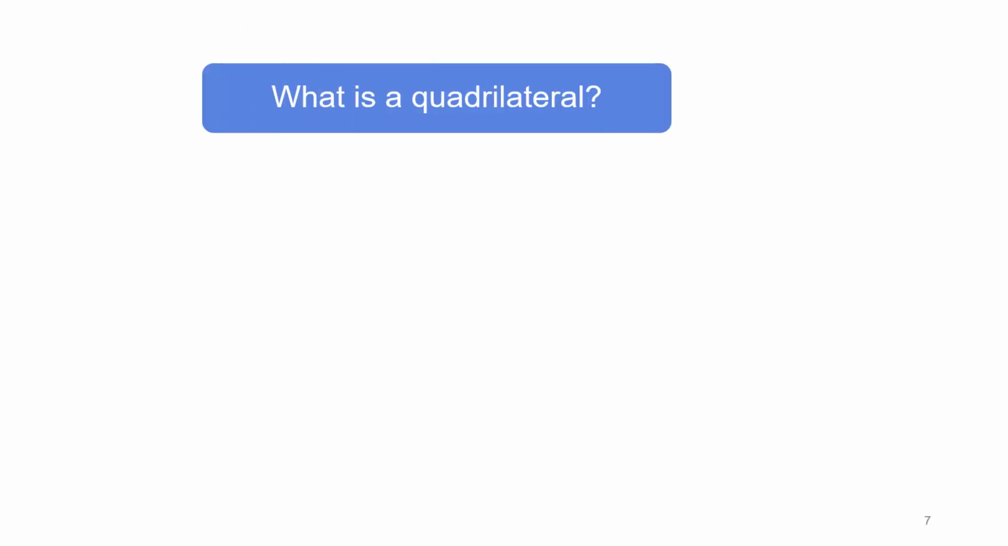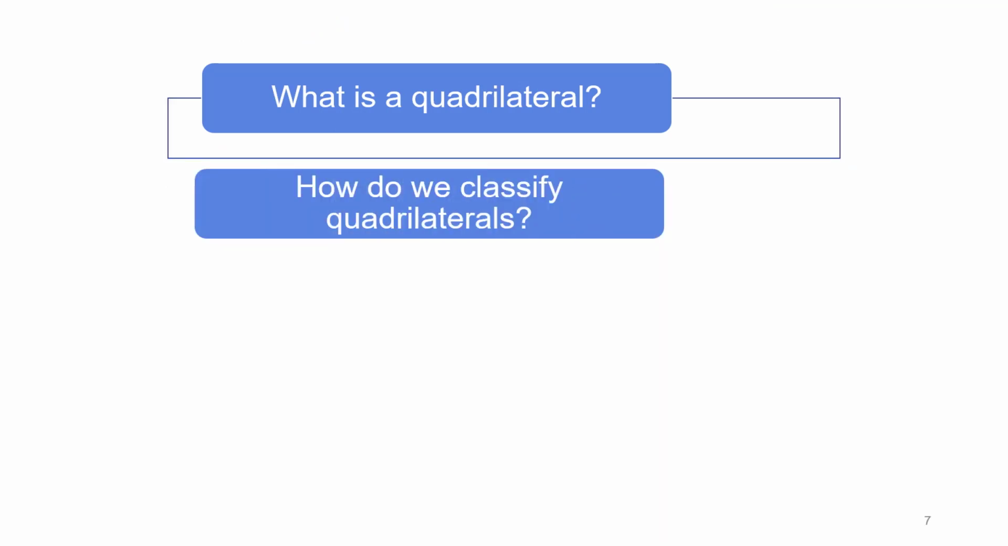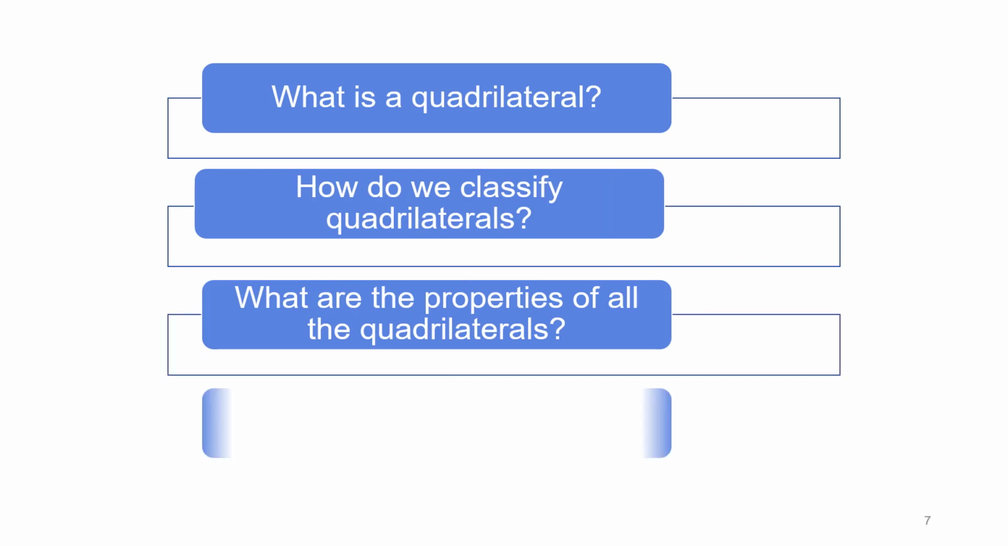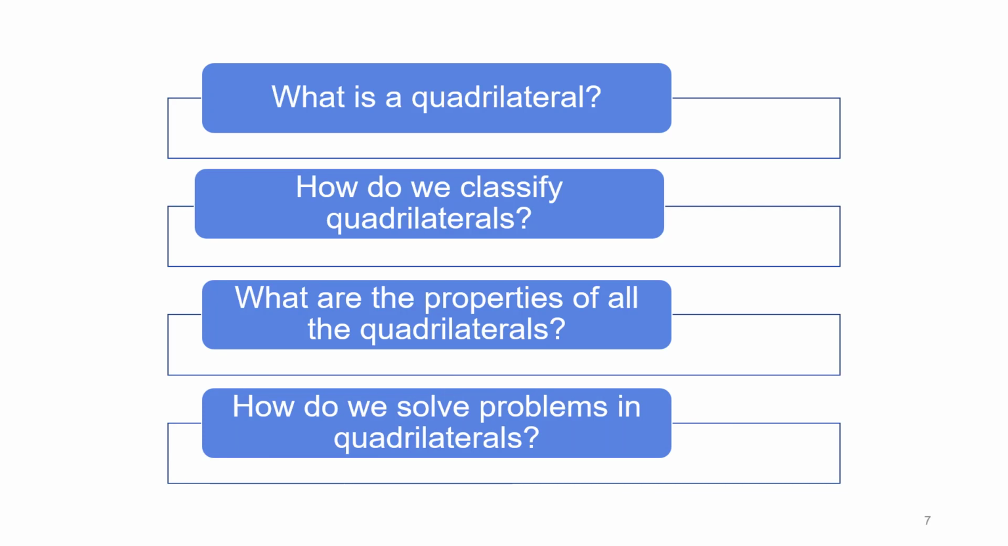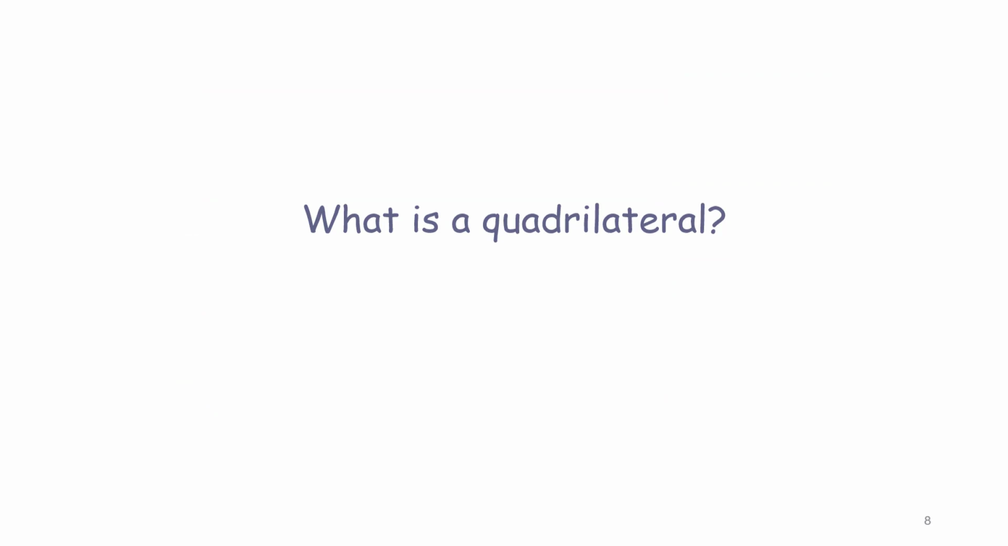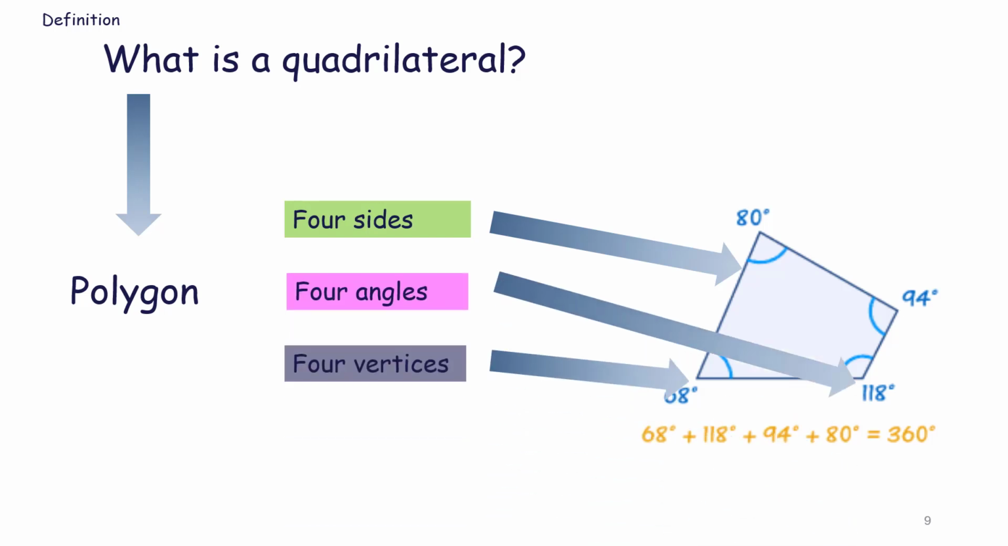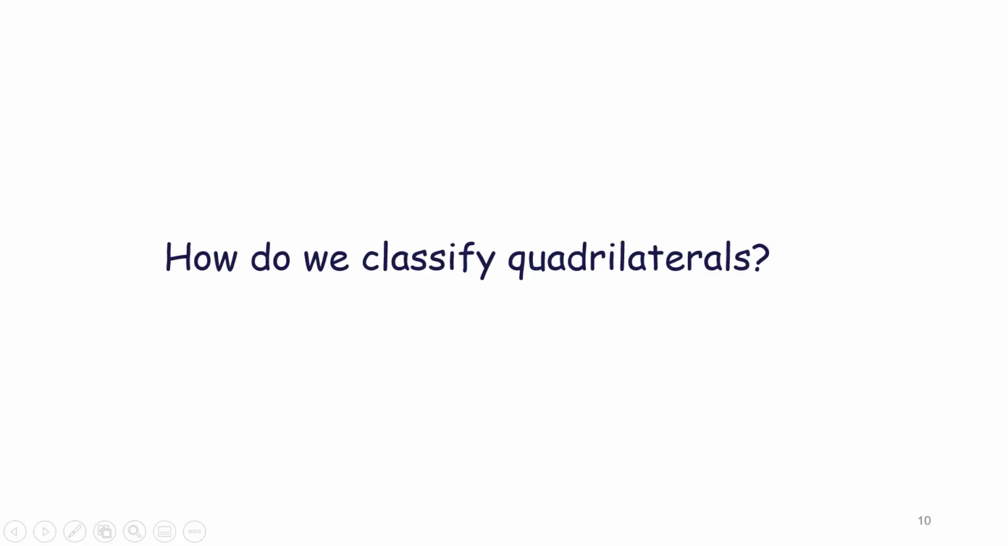So in this lesson, we want to know what is a quadrilateral, how do we classify quadrilaterals, what are the properties of all the quadrilaterals, and how do we use that to solve problems in quadrilaterals. What is a quadrilateral? Well, it's a polygon with 4 sides, 4 angles, and 4 vertices. Remember, in a triangle, the sum of the interior angles is 180 degrees. Now, the sum of the interior angles is 360 degrees.